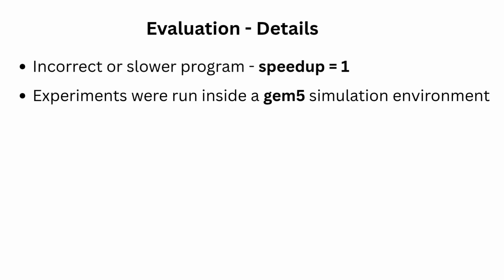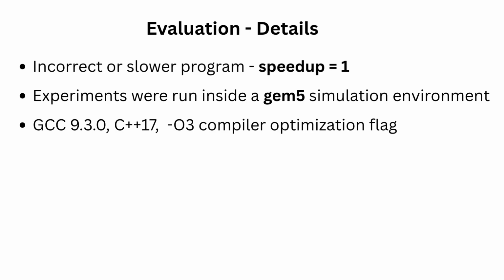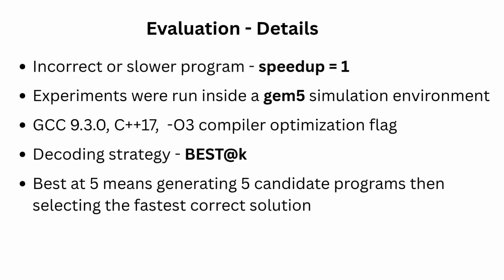The programs were compiled using GCC 9.3.0, C++17, and the O3 compiler optimization flag. The authors also discuss their decoding strategy. Instead of generating only one optimized program, they sampled multiple candidate outputs and selected the fastest correct one. This strategy is called best at K. For example, best at 5 means generating 5 candidate programs, and then selecting the fastest correct solution.